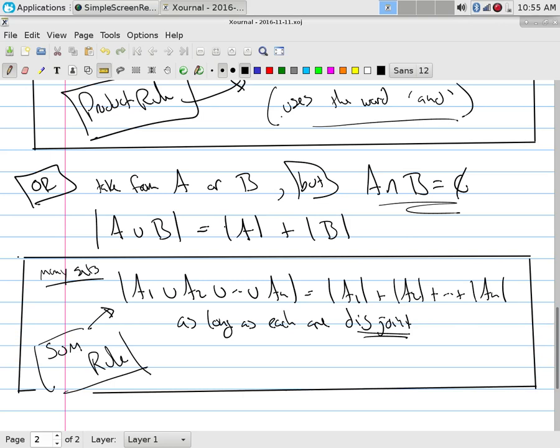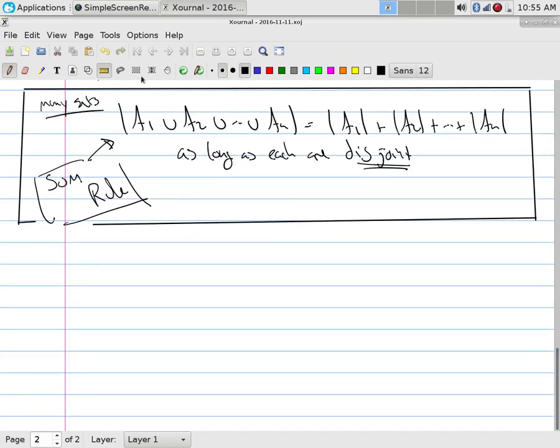So we have the product rule. It uses the word and, and it's going to be multiplication of quantities. If it uses the word or, we have the sum rule, which we're going to add those quantities. Now, on the other hand, we could actually put them both together. These are not independent from each other. So an example that would use both.